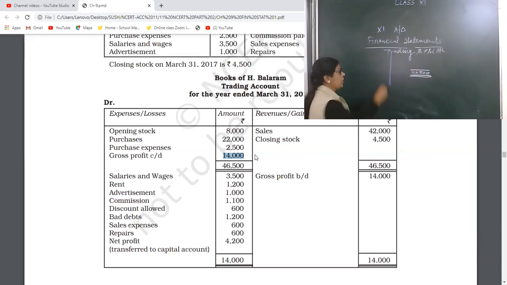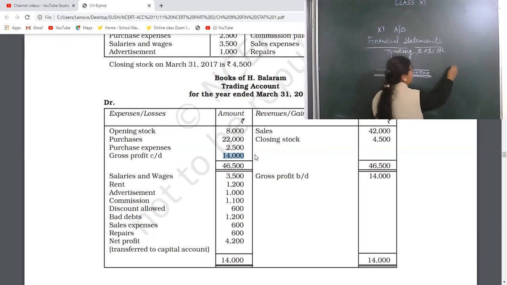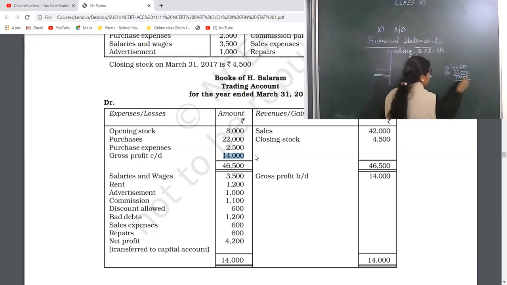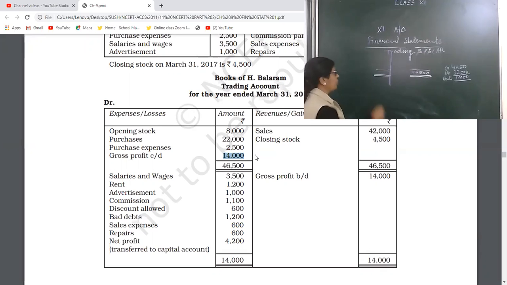46,500. What is the total of this side? In front of each other you will put the total. Here the total is 32,500. So in rough format you will calculate 46,500 credit, minus debit 32,500. So remaining is 14,000. This is the difference or balance. So 14,000 is the gross profit, and again you will take the total equal.